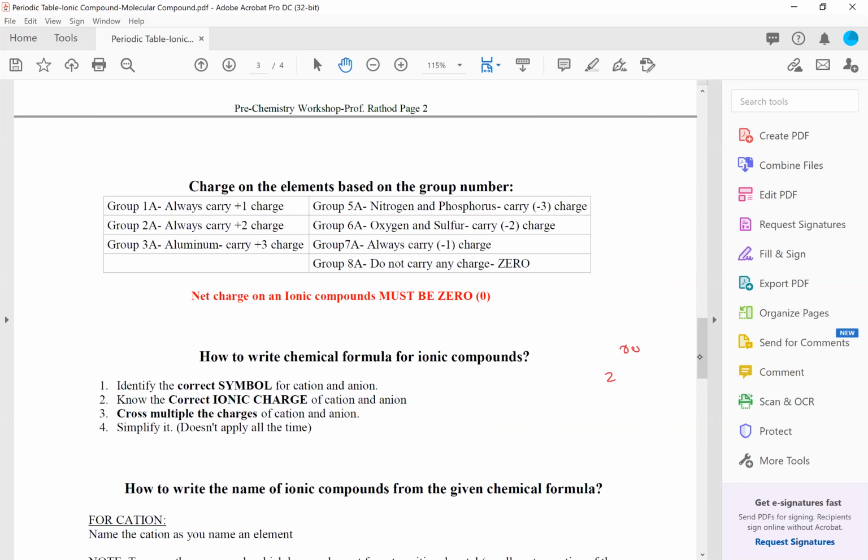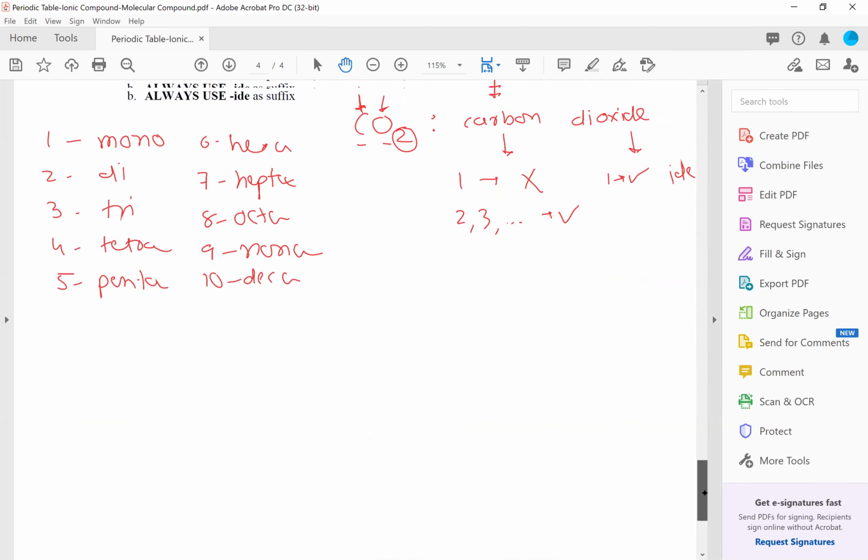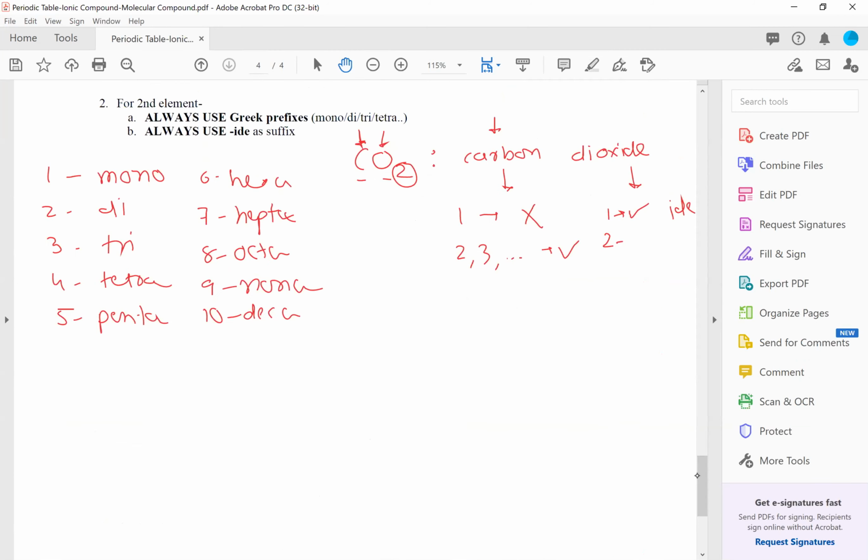If you have two of it, you're going to use di. If you have three of these, you use tri. So no matter if you have one or more, you always use a prefix for the second element, while for the first element, you only use a prefix if there are two or more. You get it?